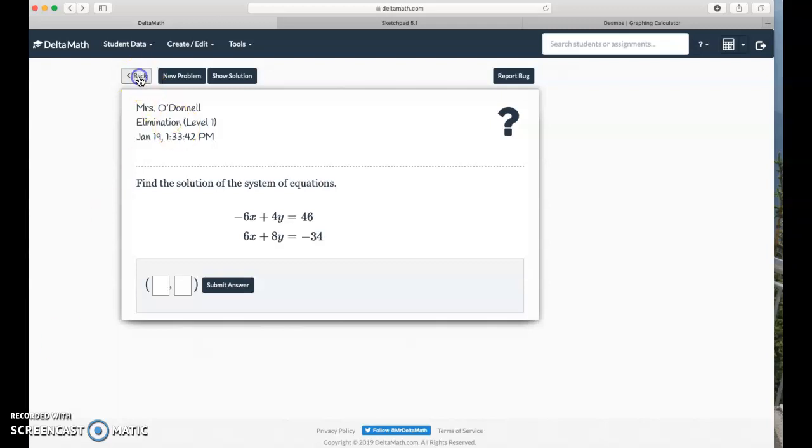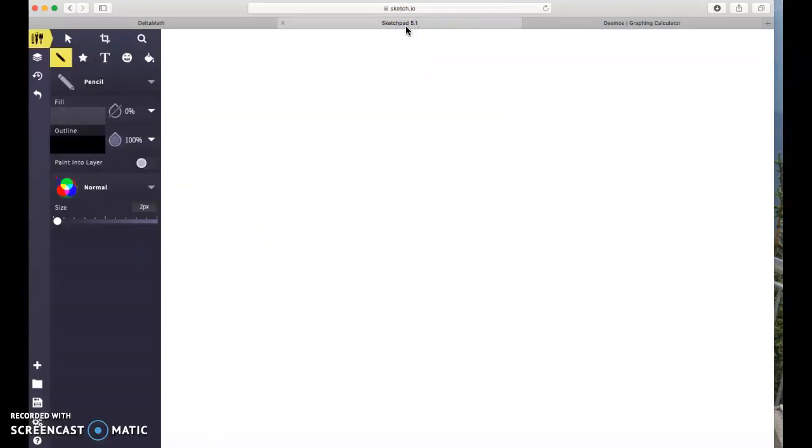All right, our next section is elimination level 1, and our directions say find the solution of the system of equations, and it gave us a system of 2 equations. So let's see here. Our equations are 7x minus 8y equals negative 23, 7x minus 7y equals negative 14. So I'm going to hop over to my sketch pad. We're going to do this by elimination, which is going to be the simplest method for the way that this system is set up.